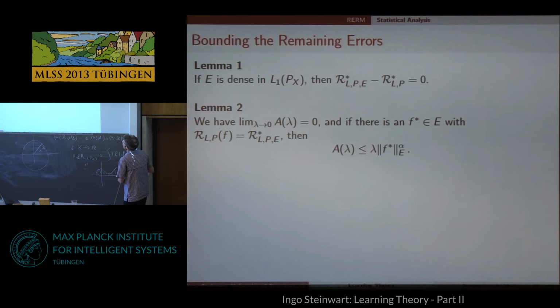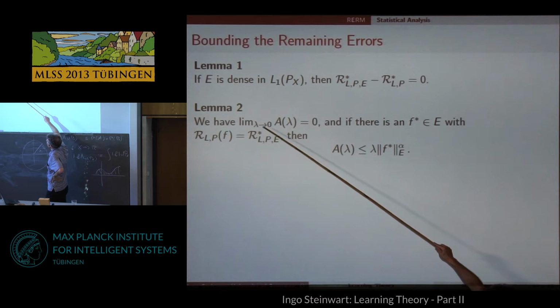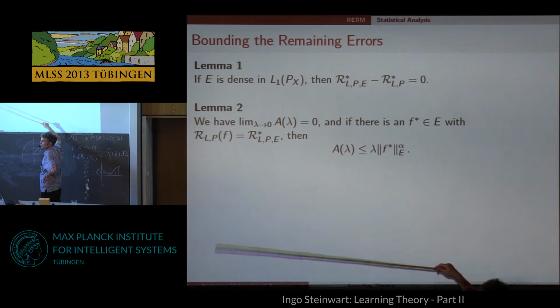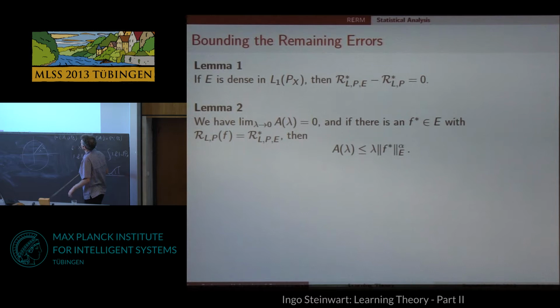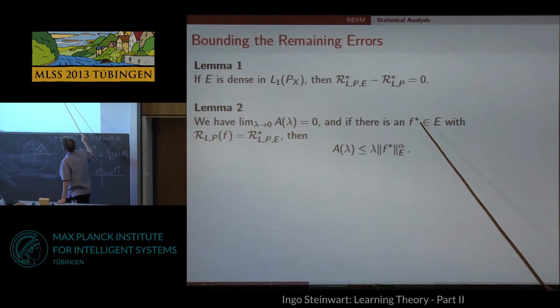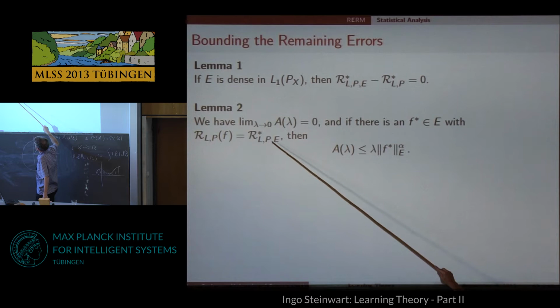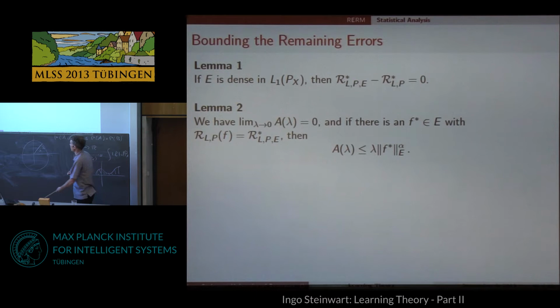The second result states that if I consider the regularization error and let the regularization parameter go to zero, then the regularization error vanishes as well. And in addition, if we have an element F star in E, which achieves the best risk in RLP, then we have this estimate. And maybe this estimate I can actually show here, because again, it's very easy.